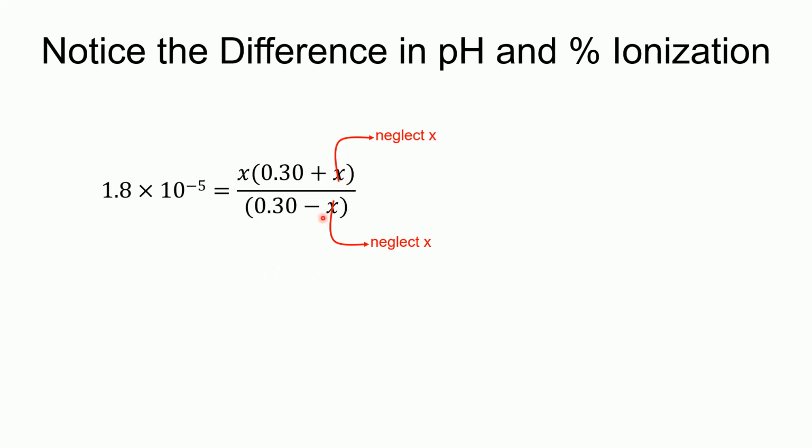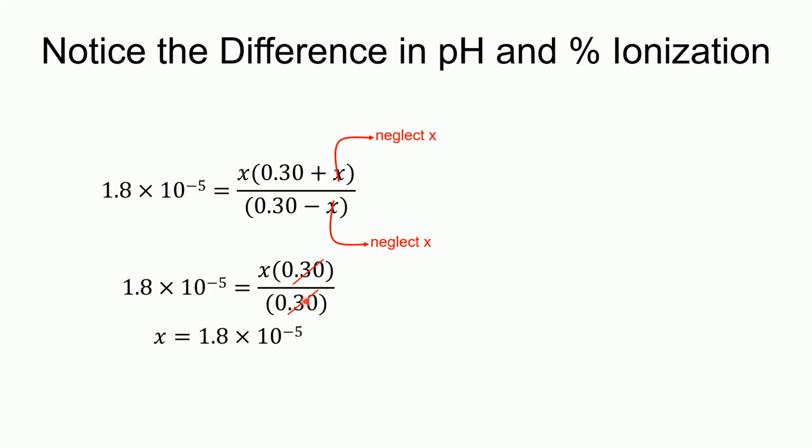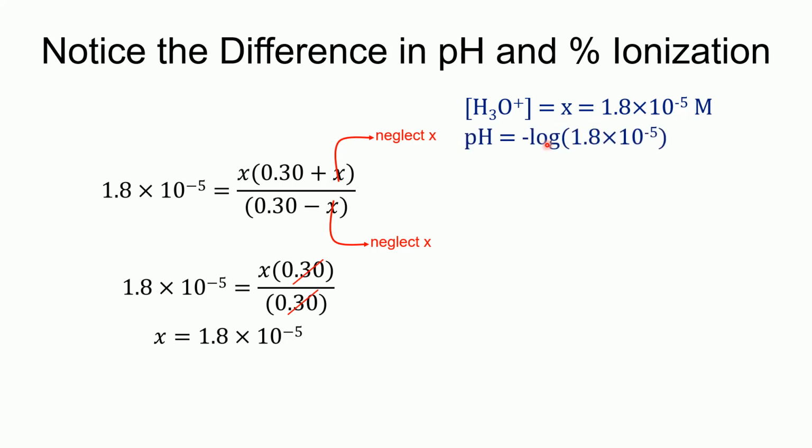So now that we neglected those X, this becomes this. Well, of course, 0.30 divided by 0.30 comes out to 1. So X is equal to 1.8 times 10 to the negative 5. Well, X is the concentration of hydronium ion. So the concentration of hydronium ion is that. Negative log of that is going to give us our pH. And that's a pH of 4.74.